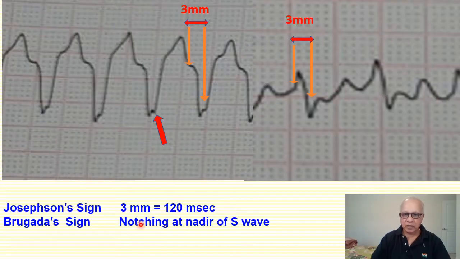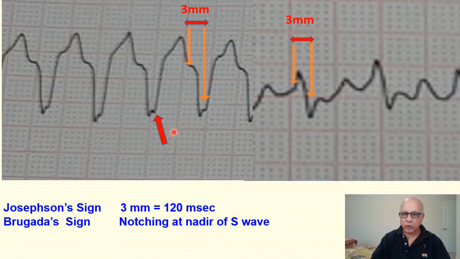Now here, look at this. There is a notch present at the nadir of the S wave, isn't it? That is called Brugada's sign. A notch at the nadir, right? That is called Brugada's sign. That is present in this patient.